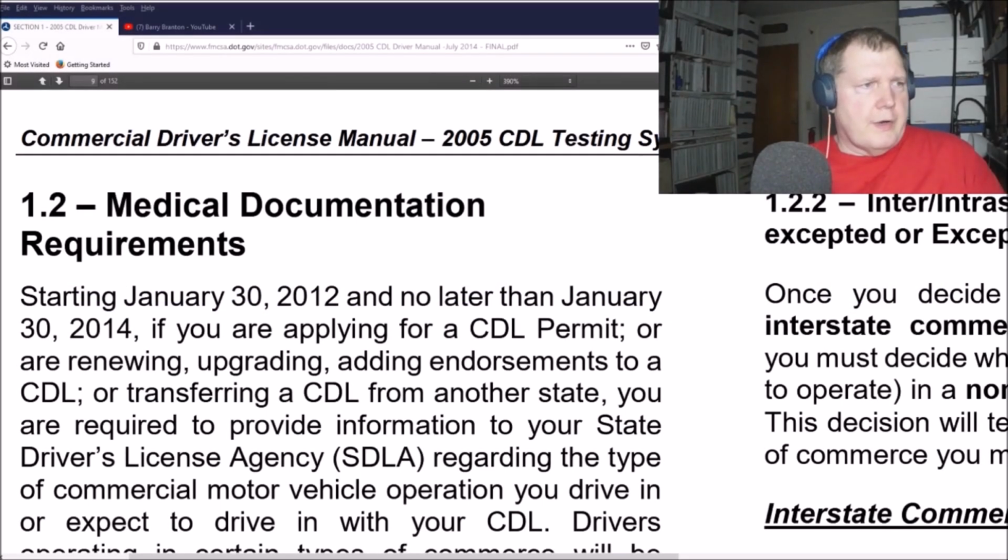Okay, so we are recording at this time. We will take off where we left off, which puts it right here at 1.2, medical documentation requirements.